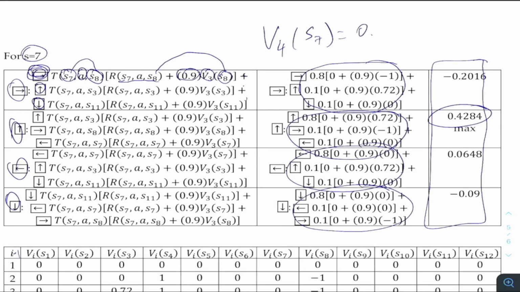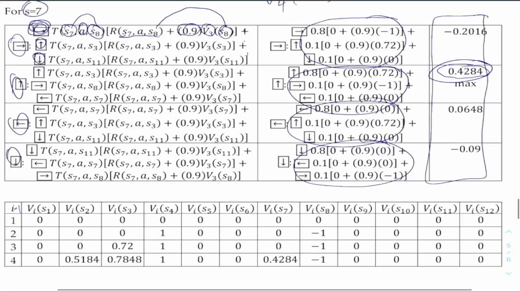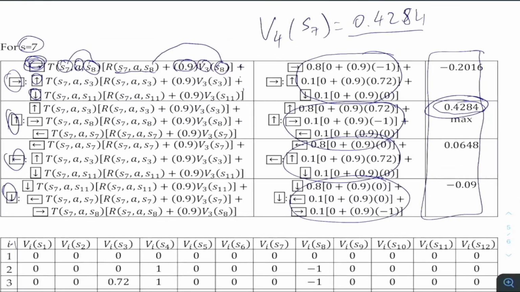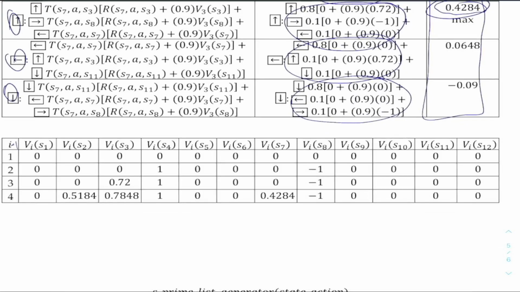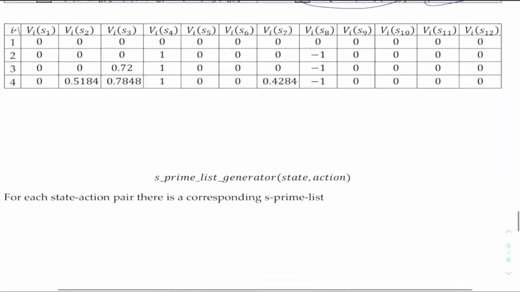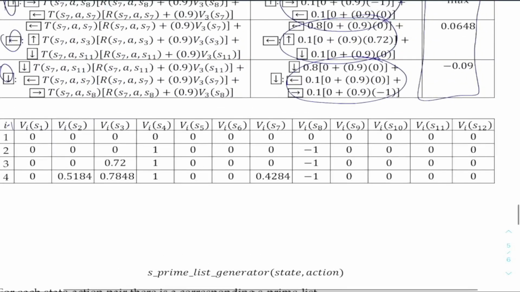It is 0.4258. I'm sorry, not 58, it's 84. 0.4284, okay. And we put that number in the table that we are constructing, right? Okay, here this is our table. Okay, after that, it's over.